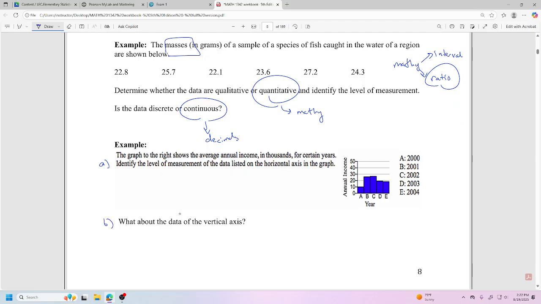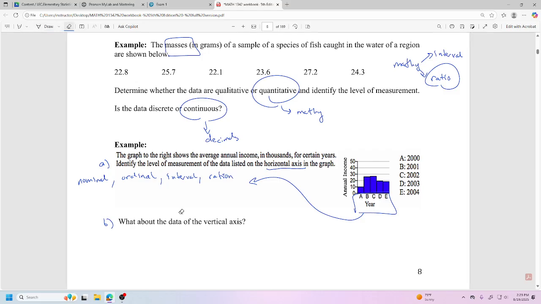So the graph shows average income for the years. Identify the level of measurement for the horizontal axis. They're basically saying this chunk right here, years. So what would years be out of those 4? Let me list them back out here real quick. So we got nominal, ordinal, interval, ratio.